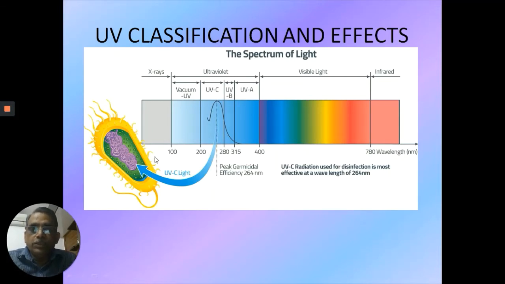264 nanometer is called the peak germicidal efficiency wavelength. So it is mostly applied for disinfection applications. 264 nanometer is the wavelength that is responsible for disinfection applications. So you should understand the influences of UV region A, B, C on our system also, and the wavelength of UV A, B, C, and so on.